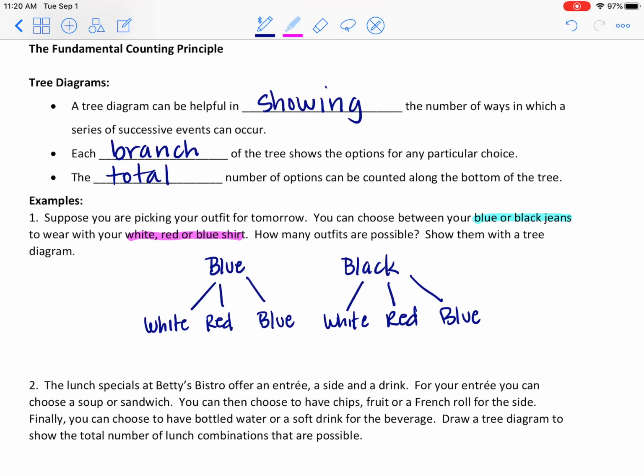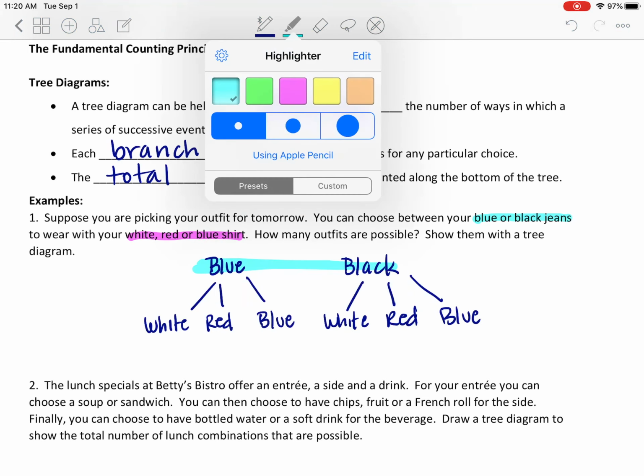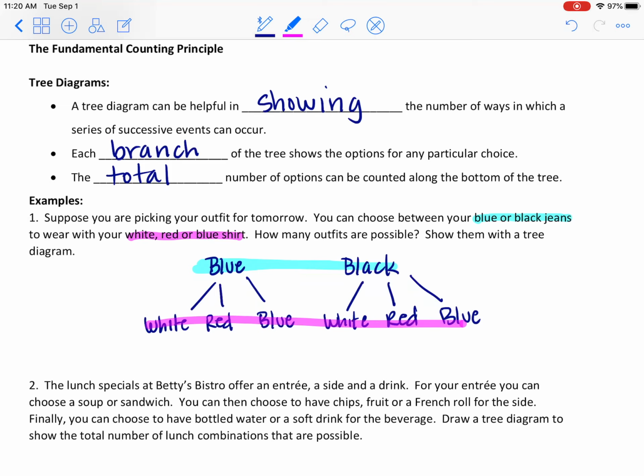But again, we have 2 levels. So we have level 1 here for our first choice, which was blue or black jeans. And then we have another level here, which is for our second choice, which was the shirt, red, white, or blue. Now, if we want to know the total number of outfits that are possible, we're going to count along the bottom of the tree diagram.